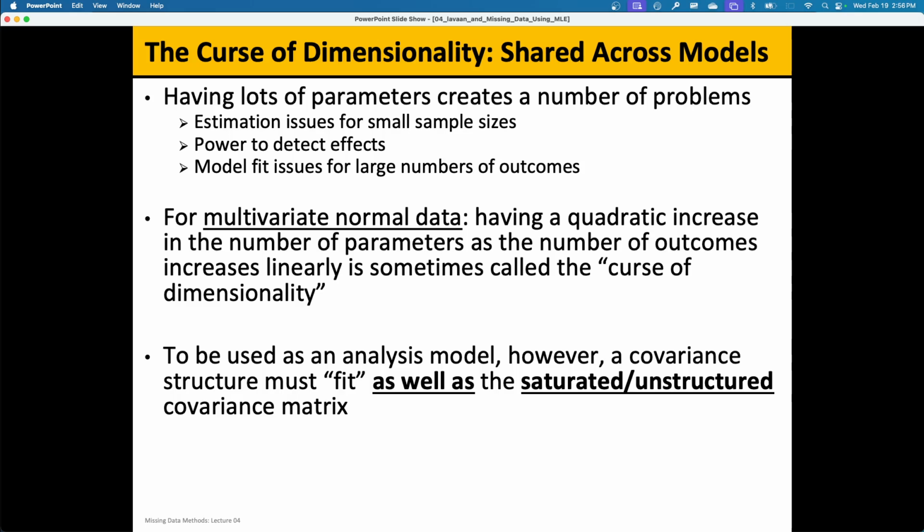This has a name. Basically, there's a quadratic increase in the number of parameters as the number of outcomes increases linearly, right? So as the number of variables goes in, parameters go up like that. And the name that I learned it under was the curse of dimensionality. The bigger the number of dimensions, the bigger the number of parameters, the harder it is to do things.